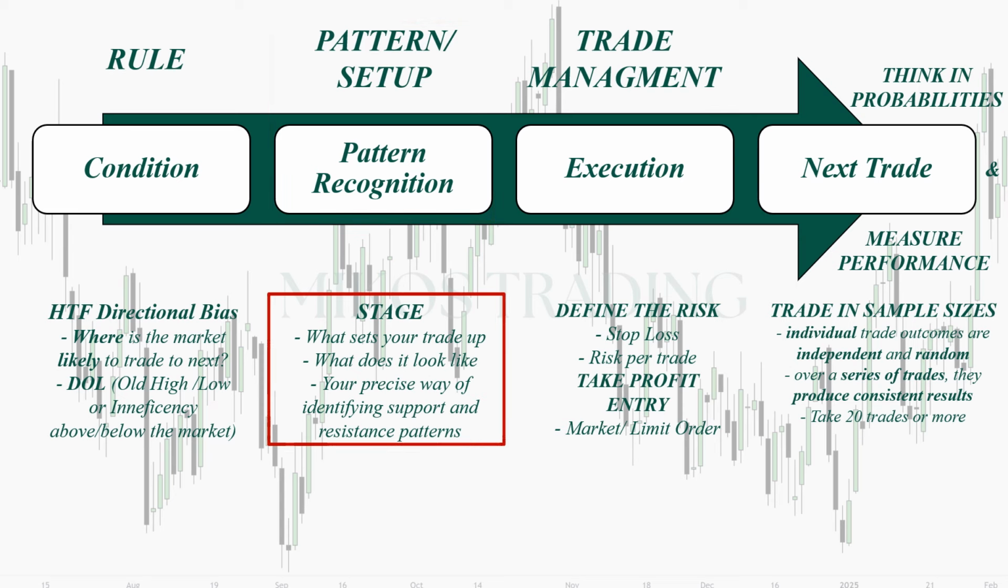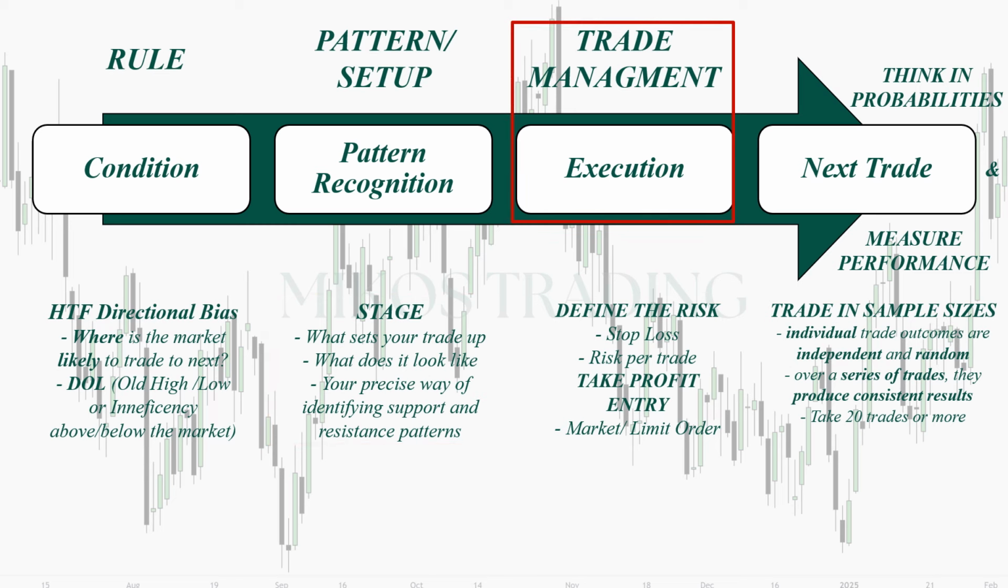At this stage, the trader drops into his execution timeframe and starts hunting for his pattern or a setup that will allow him to execute on the trade idea. It is paramount for a trader to know in advance exactly what sets his trade up. What does it look like in price action? For this stage, the trader needs to define a precise way of identifying support and resistance patterns, and until his pattern of choice doesn't materialize in price action, the trader doesn't do anything. He patiently waits for his pattern, and the second the setup presents itself in price action, he proceeds to the execution stage of taking the trade.